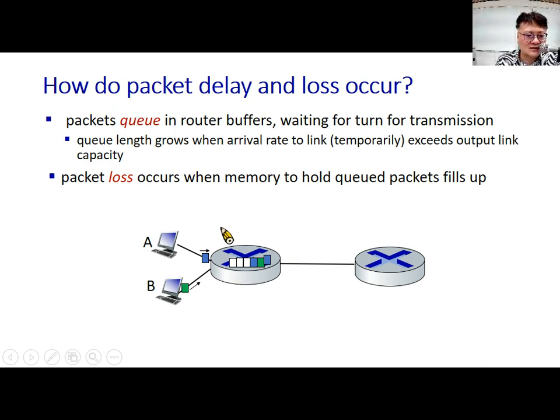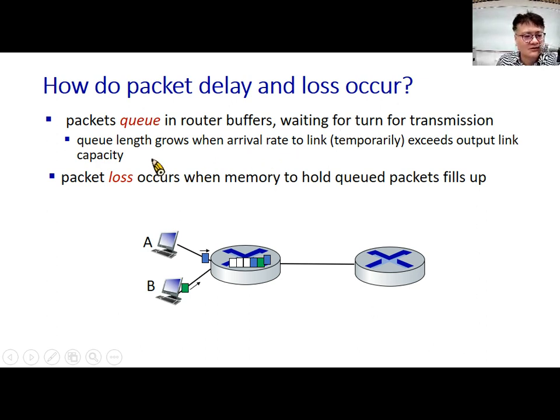For example, this one is the buffer. So it's the source router, like a gateway, sending to the other router. When this router receives packets sent from A and B, how does it know the order? So we need a buffer, a packet queue in this buffer, waiting for its turn for transmission. So it's in order for the turn.